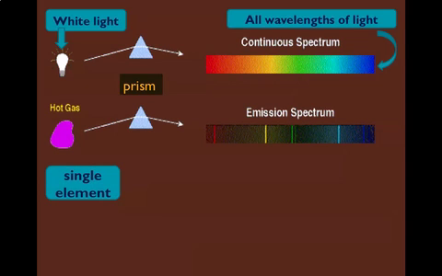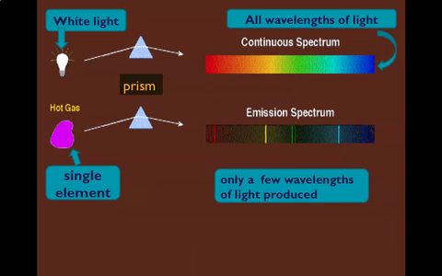And when you have a single element, only a few wavelengths of light are produced, and that's based off of what energy is available in that gas. So the light is passed through the gas first, and then through the prism, and it creates an emission spectrum.